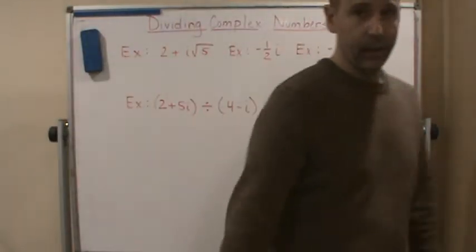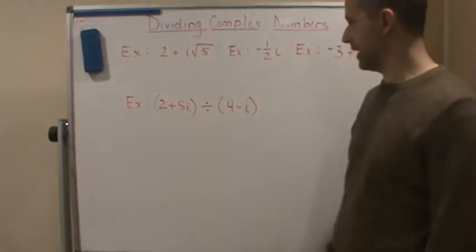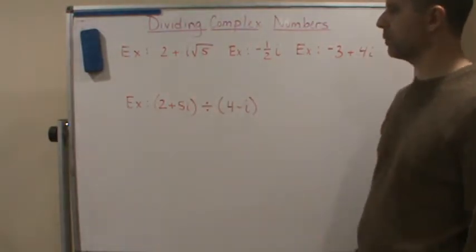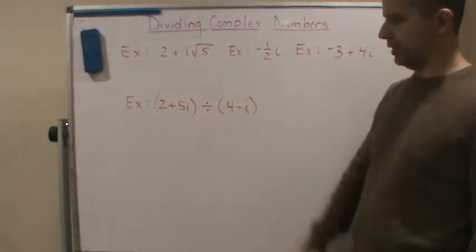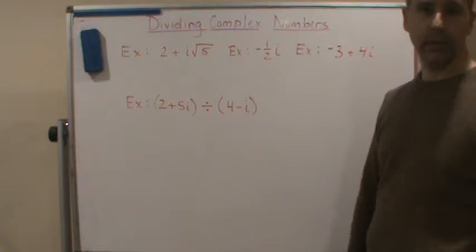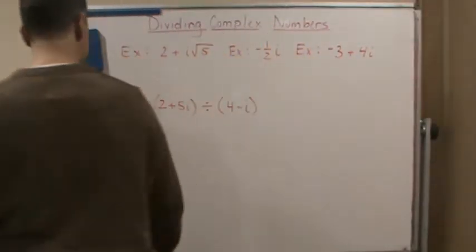Okay, welcome back. And now what we're going to do is some examples of taking conjugates. We're going to take the conjugate of each one of these, and then we're going to use the conjugate to divide these two complex numbers. So let's start with conjugates.